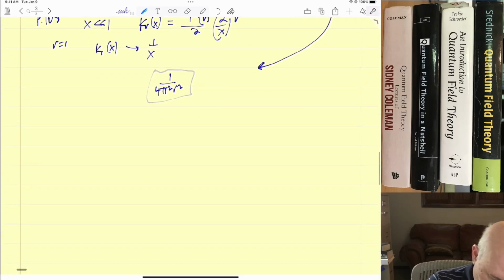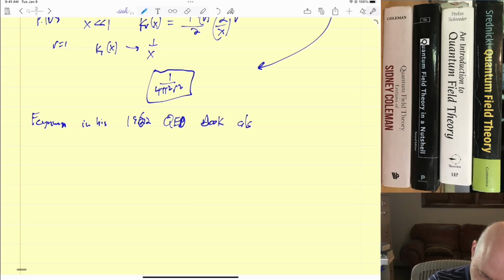So as I said, you can do this in Peskin and Schroeder. The notes, Feynman, I also have it. Feynman, in his 1962 QED pamphlet book, also does it, and I'll include that in the written material. He doesn't give the details, but I worked it out.